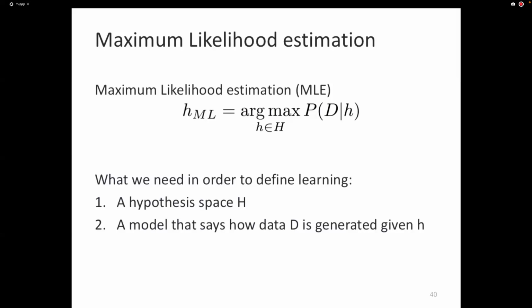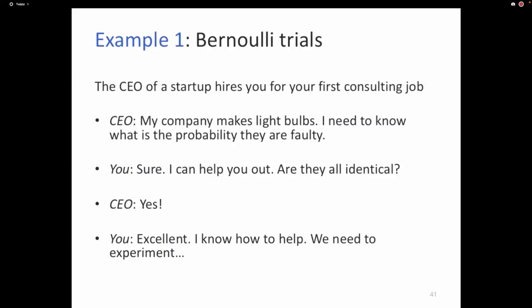For maximum likelihood estimation, first of all, we need to assume a hypothesis, the set of functions that we are interested in. And the second thing we need to do is come up with a mathematical way to define how the data is generated had the hypothesis been some h. This is where we need to apply what we know about a particular problem to a hypothesis space, and we may have to define this for every task. So let's consider a very simple example.